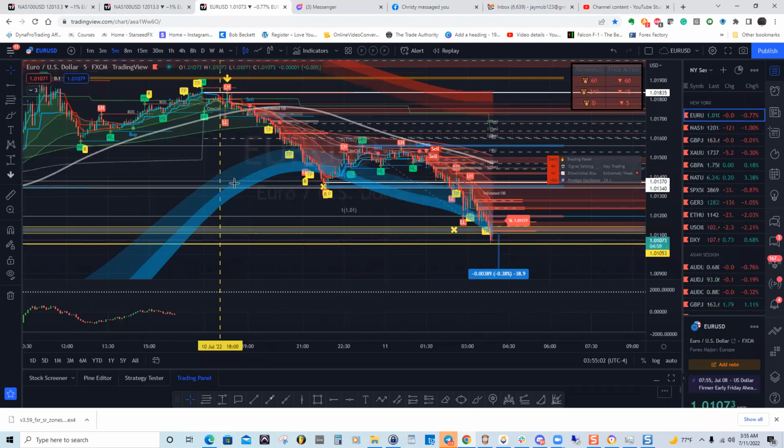So technically, EU gave you 70 pips. You get 100 pips on EU in like a day. So this is from Asia all the way to London. So this trade here is kind of tricky. This is a support zone, so you have to be careful of that.